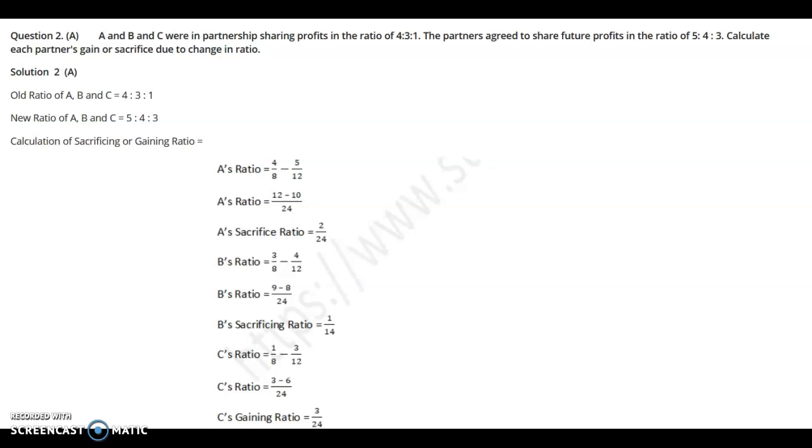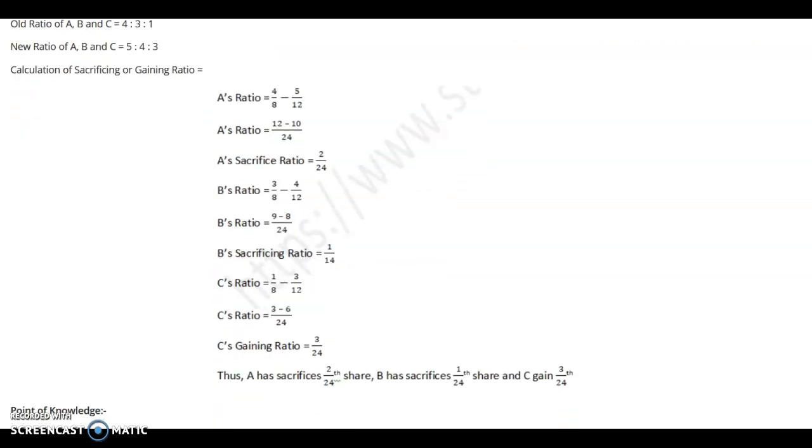For A, you would find that his share is 2/24 in plus, so A is sacrificing. For B, you would find again 1/24 in plus, so B is also sacrificing. But with reference to C, C is gaining, that is by minus 3/24. As I shared with you, any partner whose share comes in minus is gaining, and partners whose share comes in plus is sacrificing. So the answer of this question will be A has sacrificed 2/24, B has sacrificed 1/24 and C has gained 3/24.